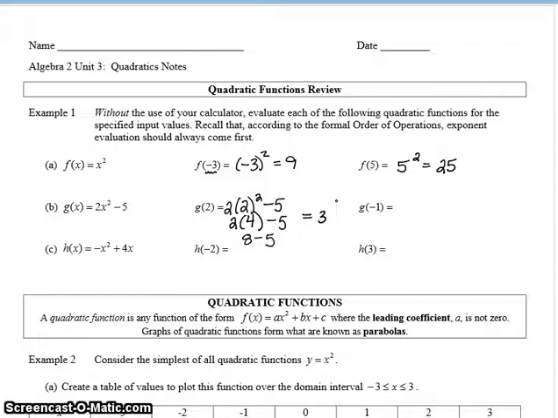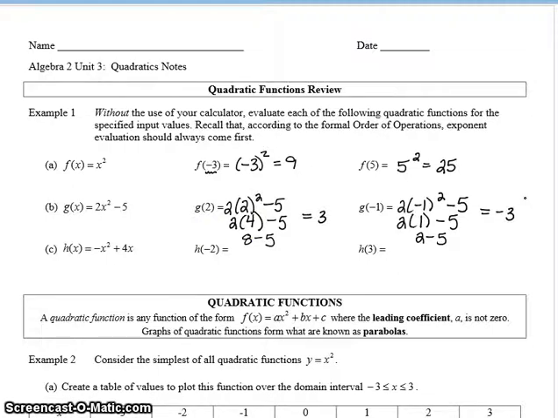Again, be careful because when you have a negative number, so part B here, g of negative 1, I have to plug in that negative 1, so make sure you're using parentheses. So it becomes 2 times negative 1 squared minus 5. So it becomes 2 times 1 minus 5, which is 2 minus 5, which is negative 3.